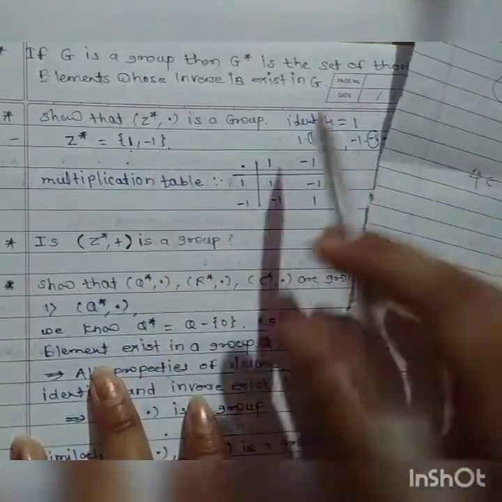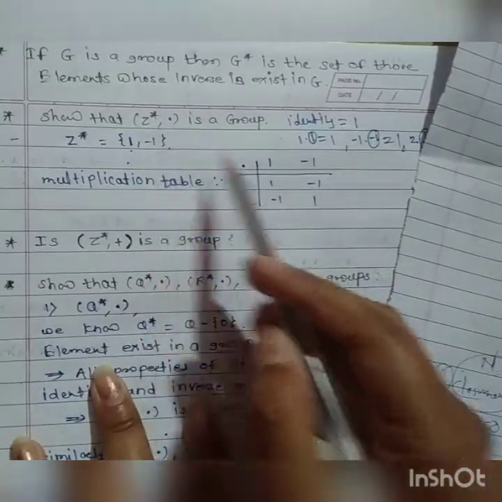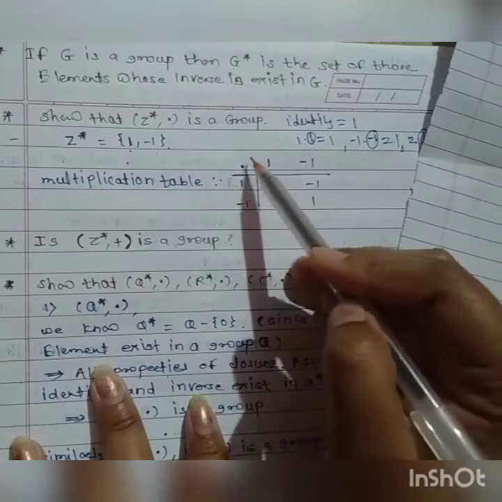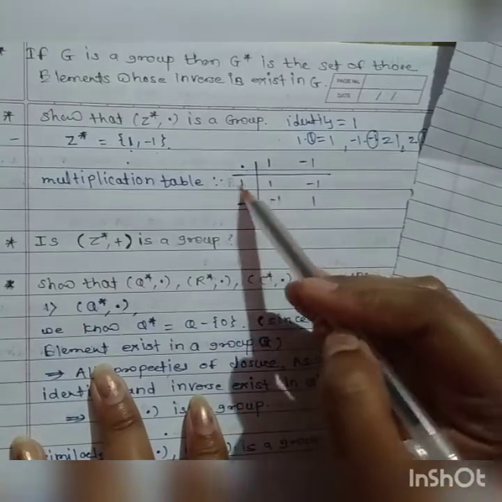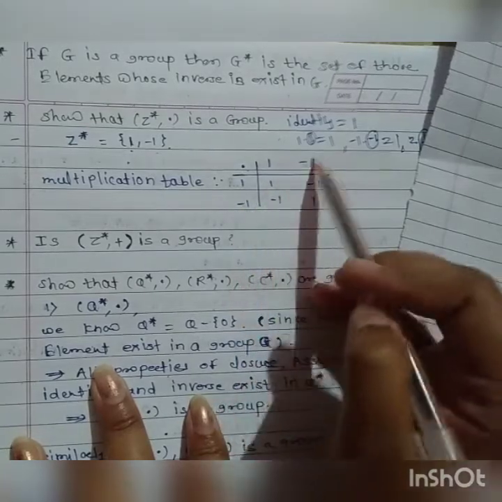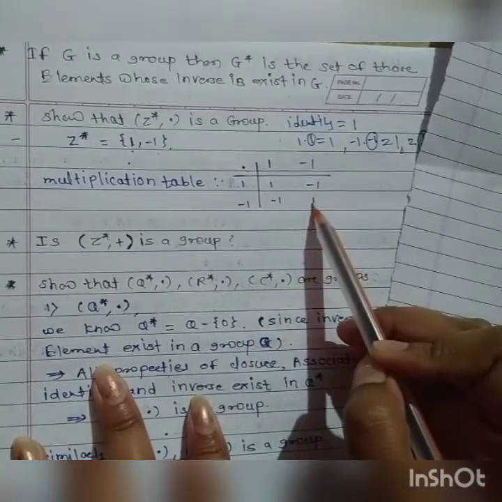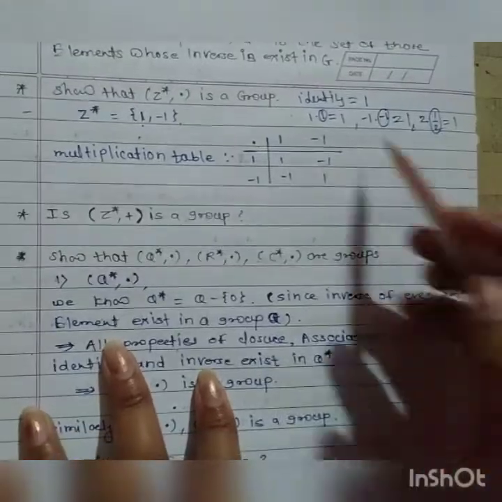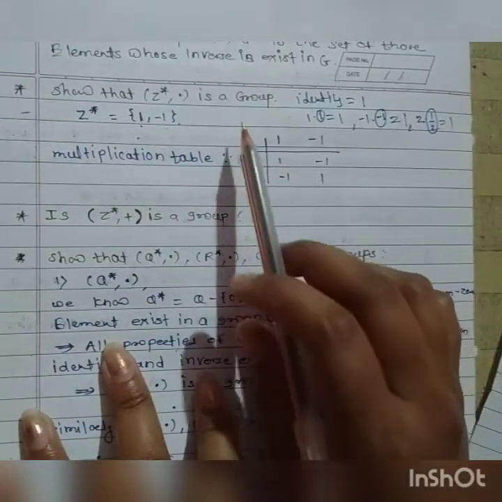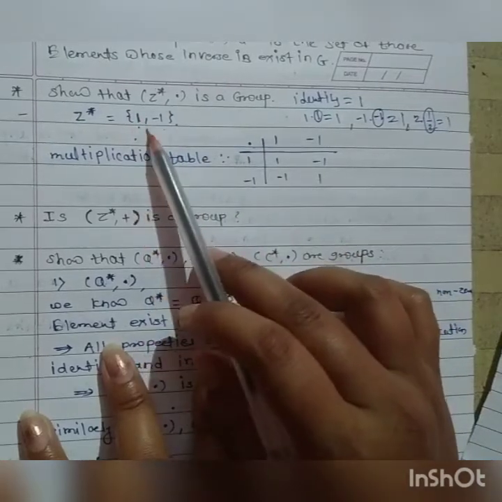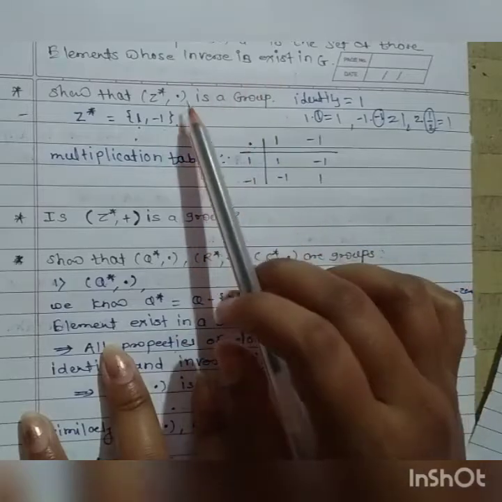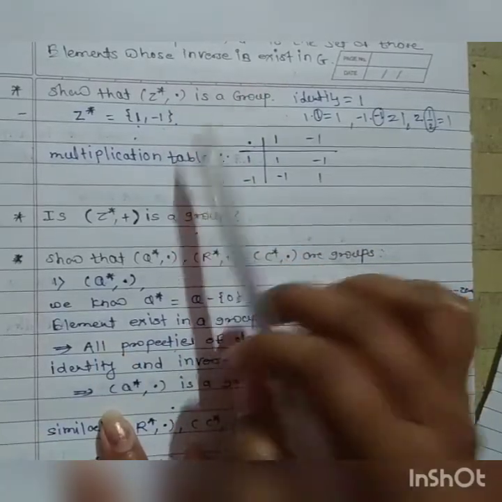Now if we consider the multiplication table of these two elements, 1 and -1, here the binary operation is multiplication. Then 1 into 1 is 1, 1 into -1 is -1, -1 into 1 is -1, -1 into -1 is 1. Therefore the inverses of these two elements are in that group. Similarly the identity, here 1, also belongs to that group. Then closure and associativity also hold in Z star. Therefore this is a group.